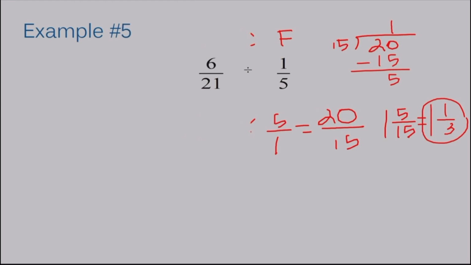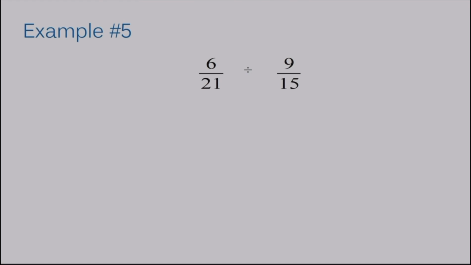Example number 5, division again. I need to keep it, change it, flip it. Keep this number the same, change this to multiplication, and flip this. Before we begin, because our numbers are kind of big, we can actually cross cancel here.